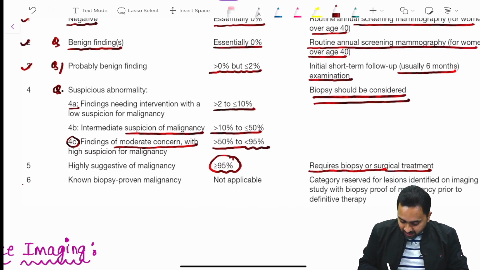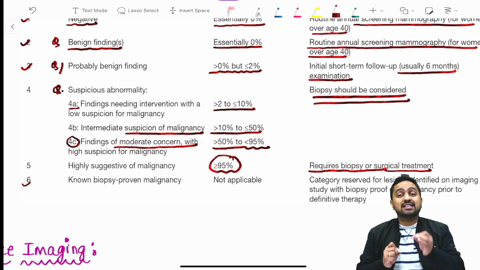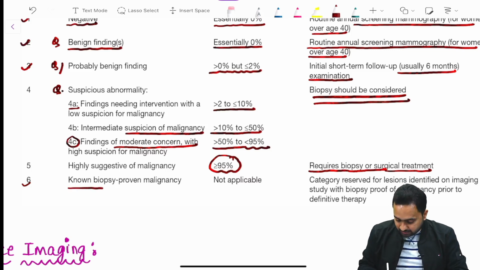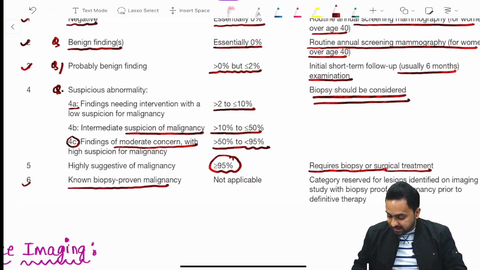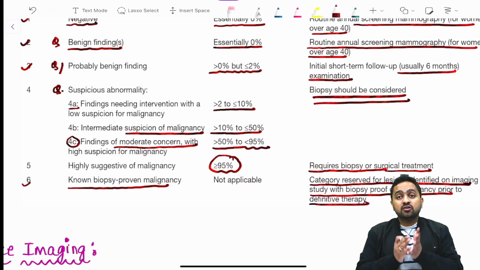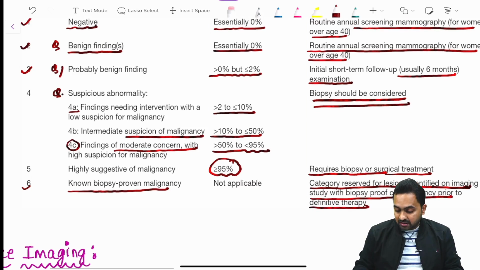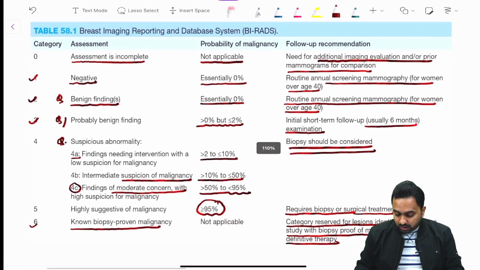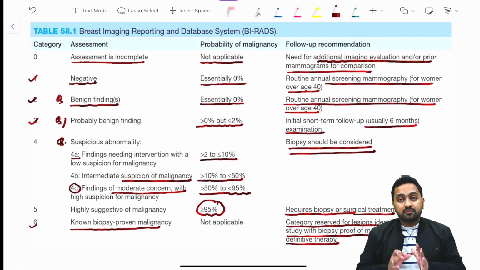And in case of category 6, we know that it is a biopsy proven malignancy. So it is definitely a malignancy, and the category is reserved for lesions identified on imaging study with biopsy proof of malignancy prior to definite therapy. So over here definitely we know that it is a proven malignancy, so we have to treat this patient, right? So this is your standard reporting of your breast, which is known as your Breast Imaging Reporting and Data System.